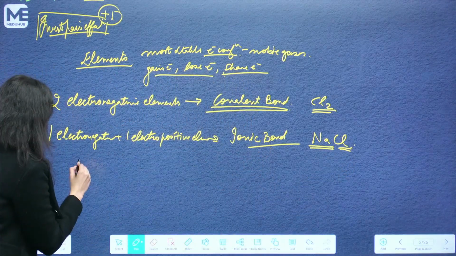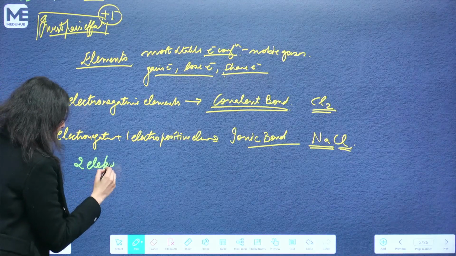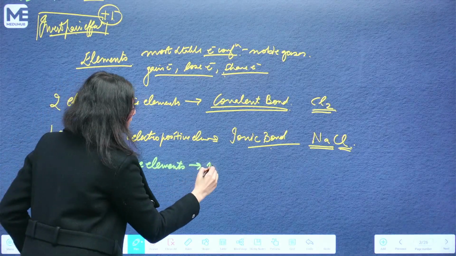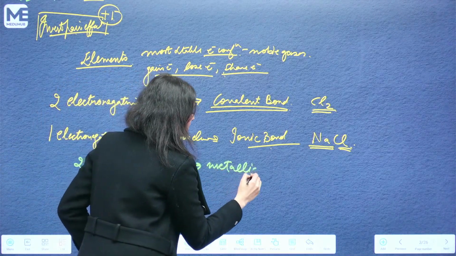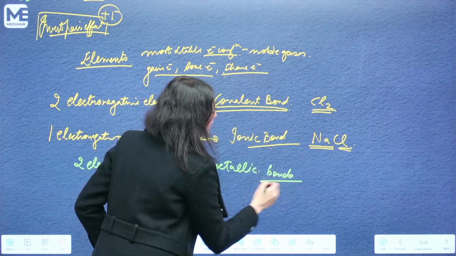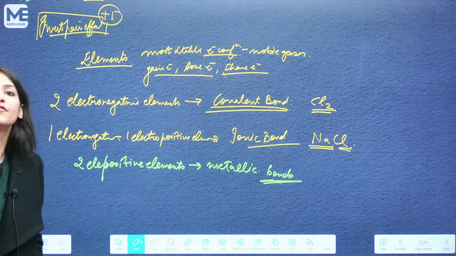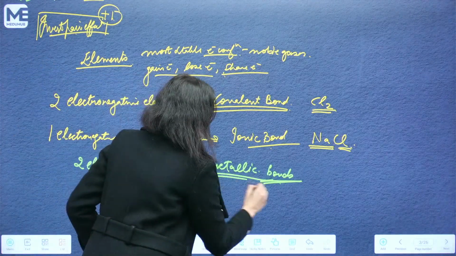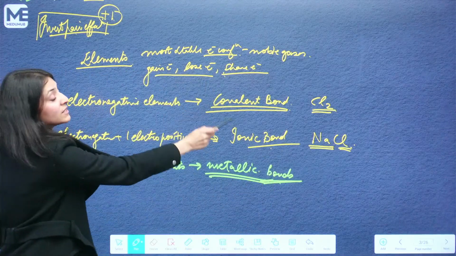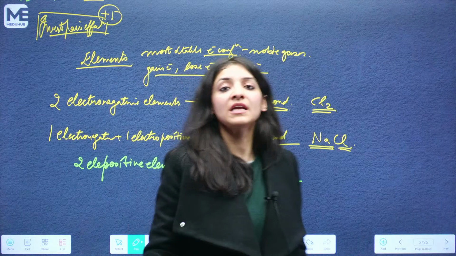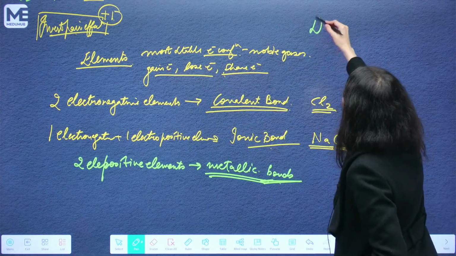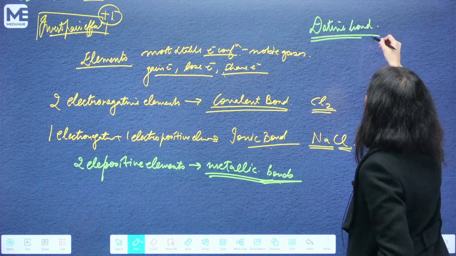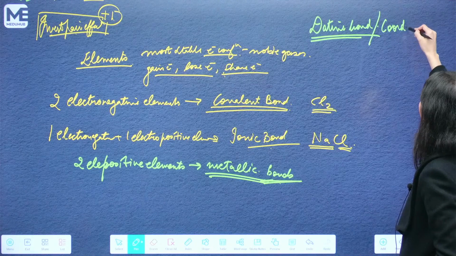If there are two electropositive elements, two electropositive elements form metallic bonds. So, in metallic bonds, the valence electrons are not really bonded, they are free to move around, but we will not be talking about this in our current discussion. So, we will be focusing on covalent bonds and ionic bonds. Another interesting type of covalent bond is called a dative bond or a coordinate bond.